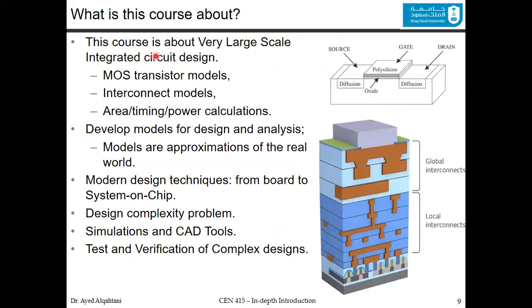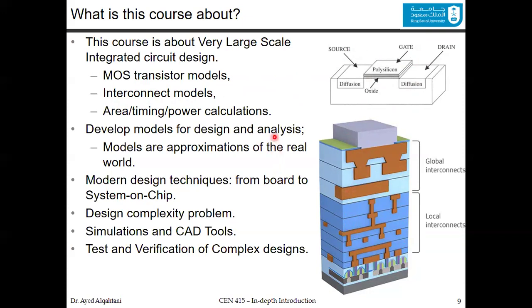So what is this course really about? This course is about very large scale integrated circuit design, as we mentioned. So we need to know the transistors. That's one transistor model. You have the source, the gate, and the drain. We also need to know the interconnects. You can see that the little tiny things here below are the transistors, very similar to what we've seen here. And on top of that, we have so many layers, all of them for interconnections between those transistors.